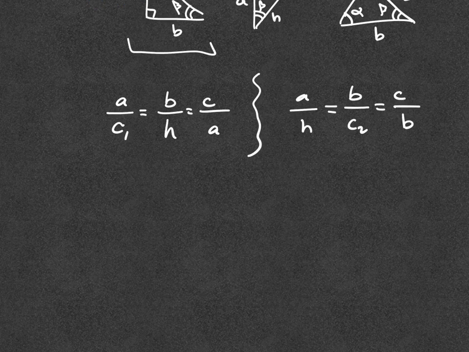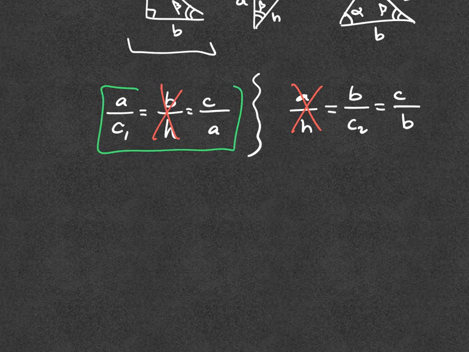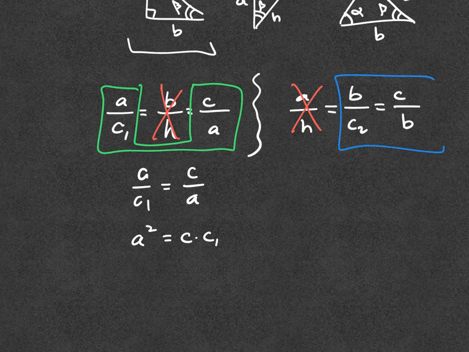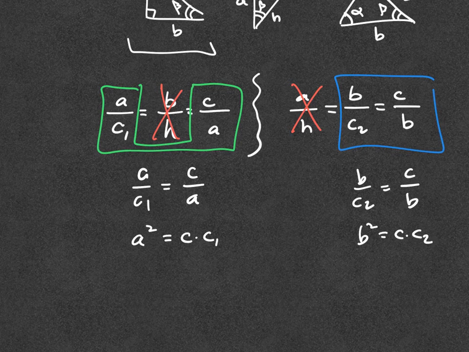Now, in the Pythagorean theorem, I don't see an h, so I'm going to get rid of anything that has an h. But since I know that these are proportional, I can solve. If a over c1 is proportional to c over a, then I can cross multiply. Therefore, a squared equals c times c1. Likewise over here, if b over c2 is proportional to c over b, then b squared equals c times c2.